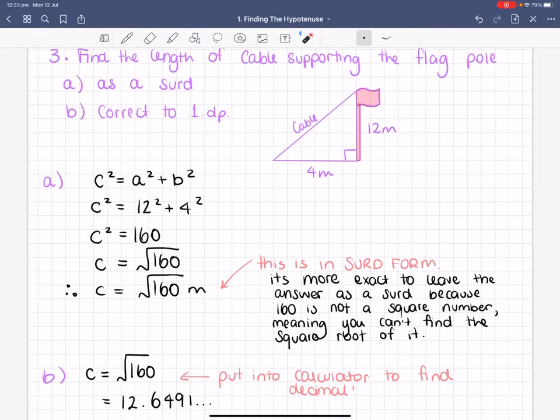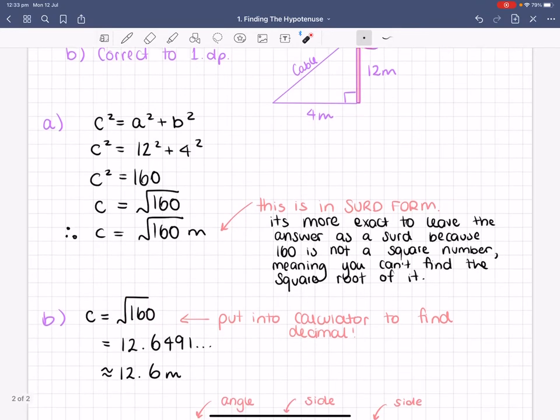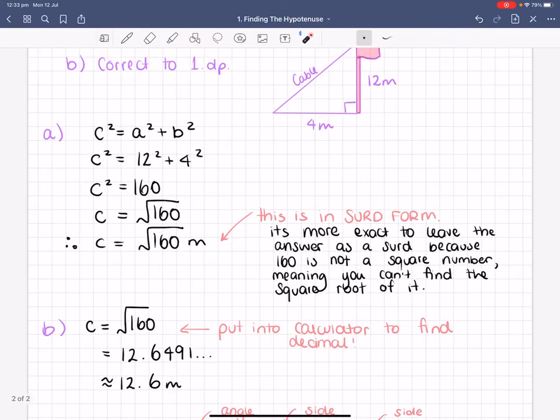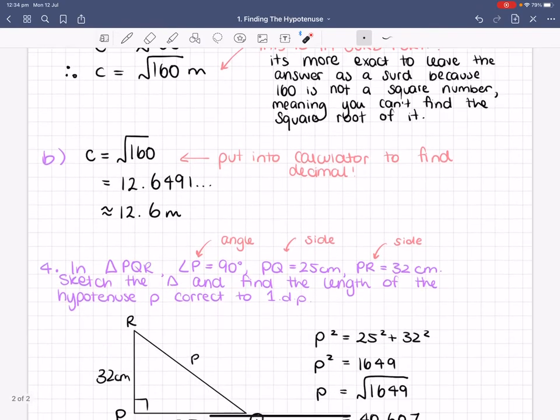Obviously, to write it as a decimal, all we need to do is put the square root of 160 into your calculator, and you get this long decimal, okay? And then we want 1 decimal place, so we round it to 12.6. Now, it's really important whenever you're writing anything with these triangles that you write out a few numbers of the decimal first and then round. Please don't go straight from that to the rounded answer, because in a test condition, if you round incorrectly, you're going to lose a mark. Whereas if you keep the whole number, you're better off getting a mark than no mark.